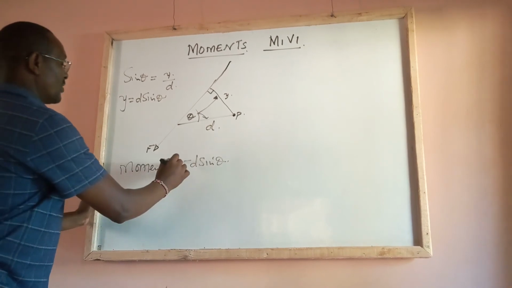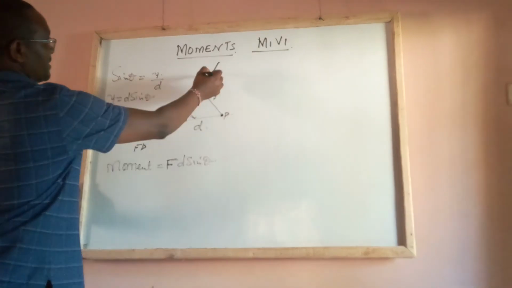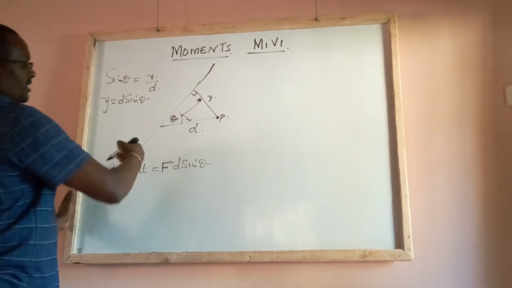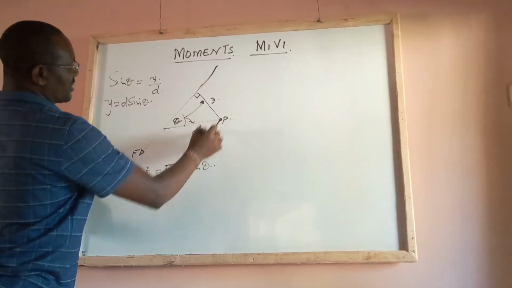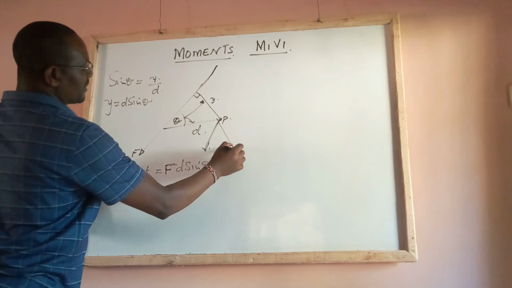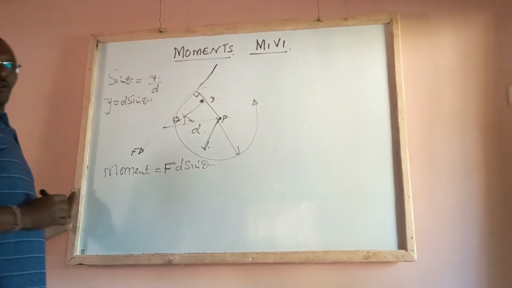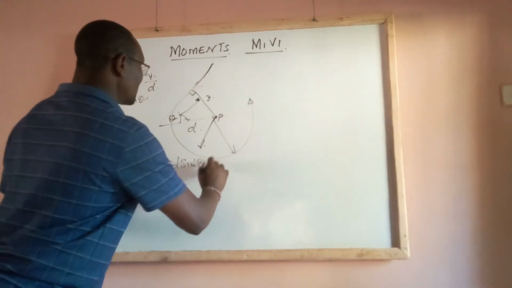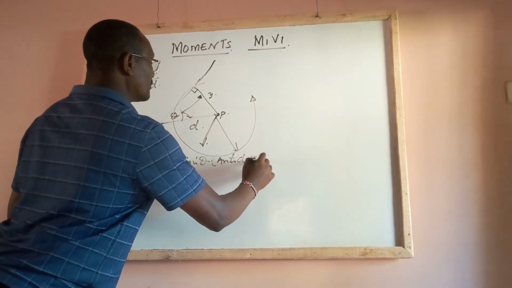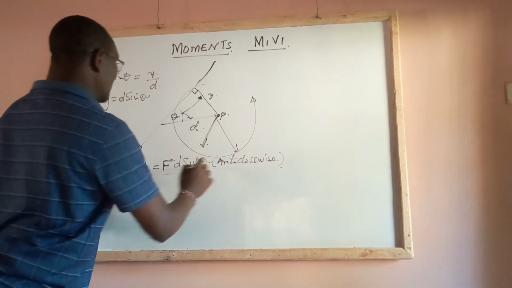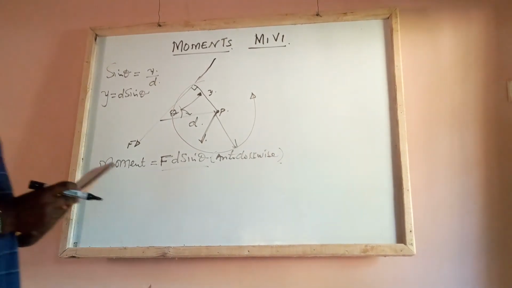But we have not written the direction. So again, if this force continues to push this way, this radius will never change. At this point it will be there, at this point it will be there, so it will be forming a circle, and the direction, as you can see, is anti-clockwise. The moment is F D sine theta anti-clockwise. Okay?